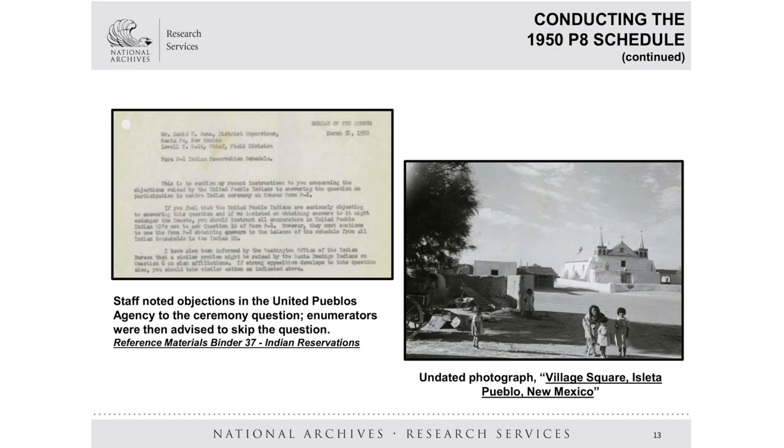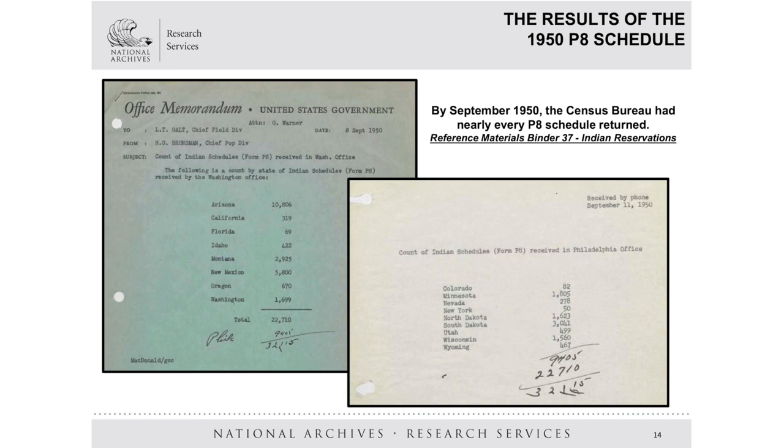By September, the bulk of the reservation enumeration was done. Here we see two Census Bureau memos tallying the P8 forms that the DC and Philly offices collected from each state. 32,115 had been received, which hews closely to the approximately 33,378 forms we hold today.